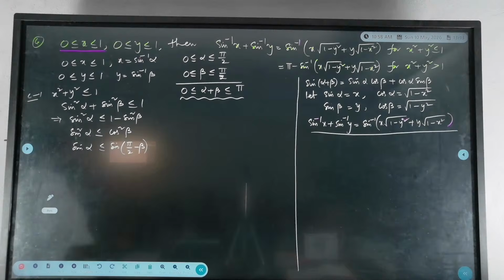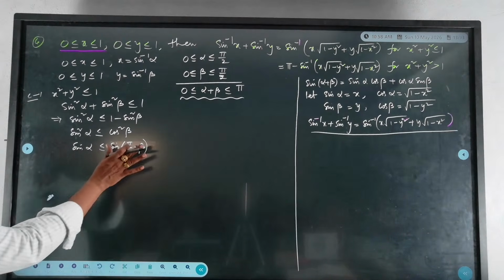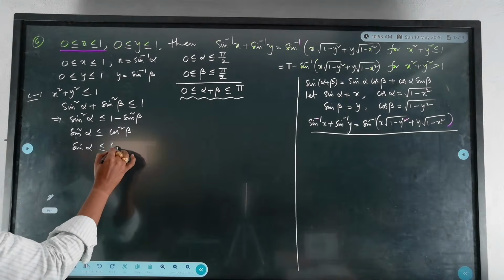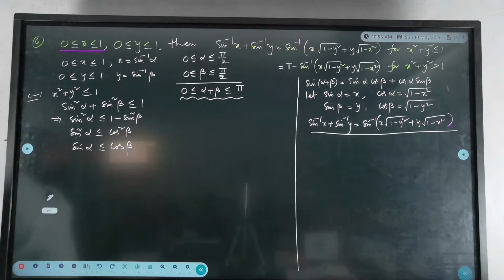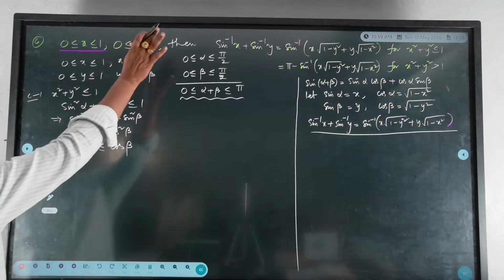Consider the square roots. In doubt, sin inverse alpha plus, x is equal to sin alpha.